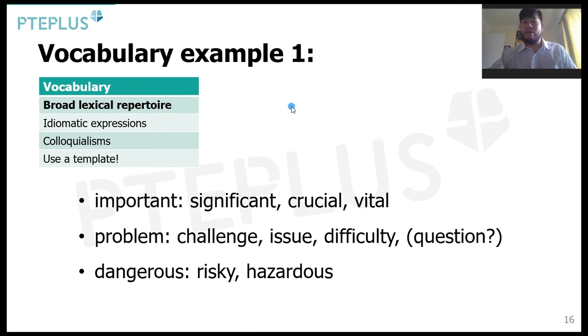So let's have a look at the requirements. So 1, we need a broad lexical repertoire. That means having a broad range of vocabulary, not being limited to just 1 or 2 words, using lots of different words. So here the word is important. So some words we can use instead of important include things like significant, crucial, and vital. These are an example showing that we have lots of vocabulary. Once again, we've got the simple word problem, and we've got words like challenge, issue, difficulty, or question. These are more complex examples we can use. We've got the simple word of dangerous. Instead of dangerous, we can use risky and hazardous. So by doing this, we can get a higher score.